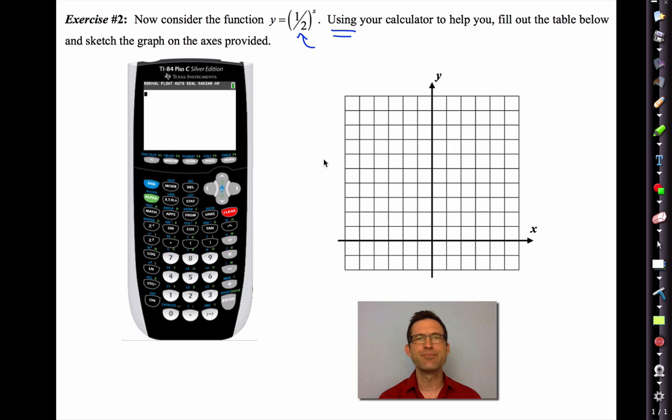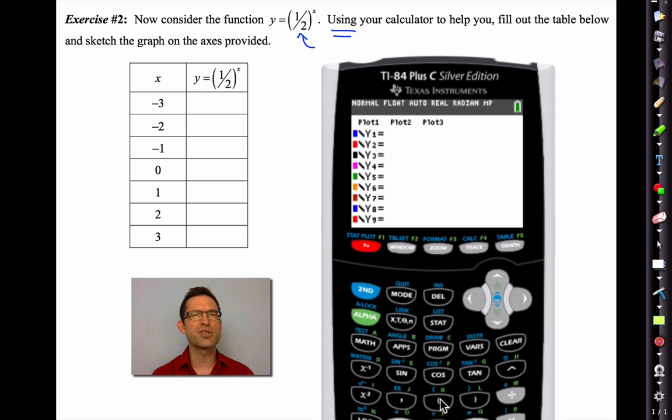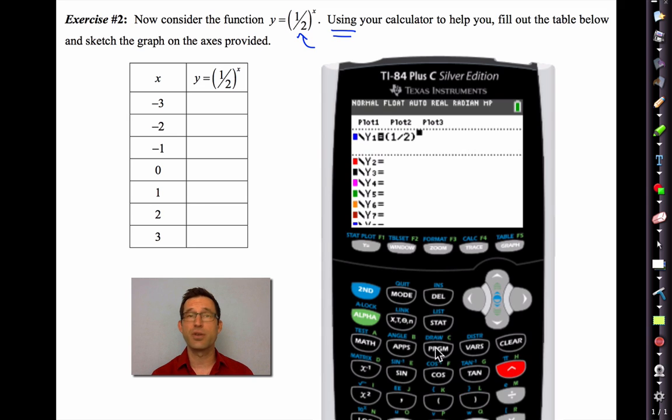So let's hit y equals, and let's put that function in there kind of the way it looks. Let's put the 1/2 in parentheses. You could, of course, just put 0.5, but if it were a fraction you weren't as familiar with, you'd want to put it in parentheses, so that's what I'm going to do. Put 1/2 in parentheses, and then raise it to the x. Make sure you do that. Don't just have 1/2 times x. That's a linear function. So now I've got 1/2 raised to the x.